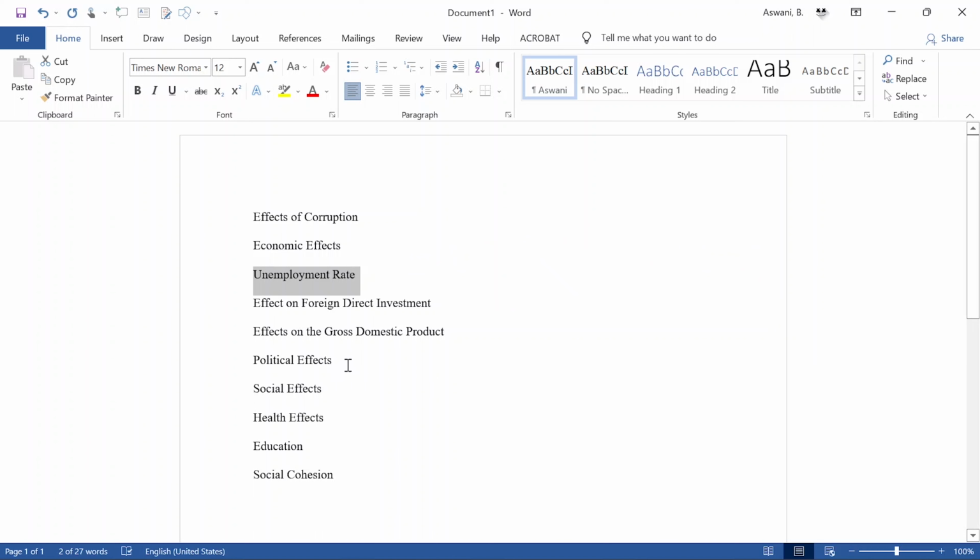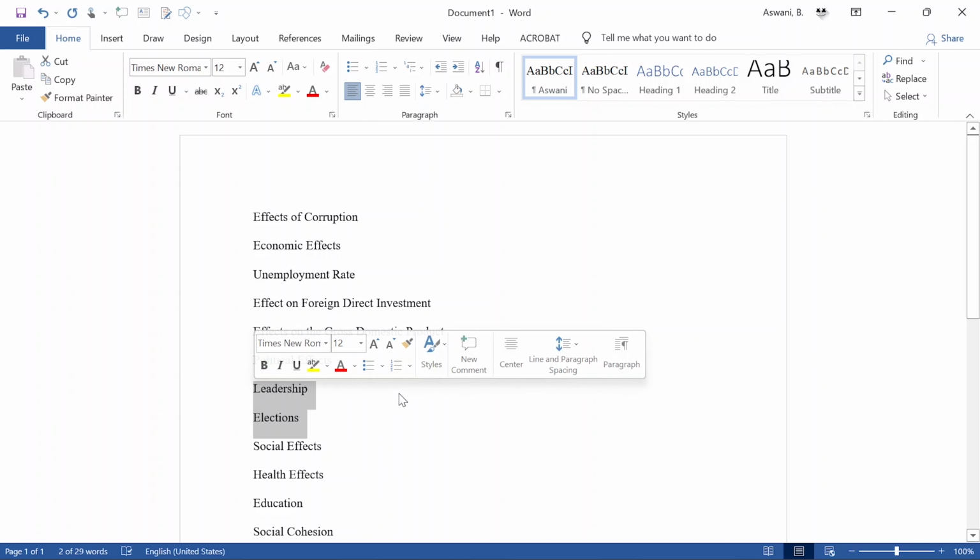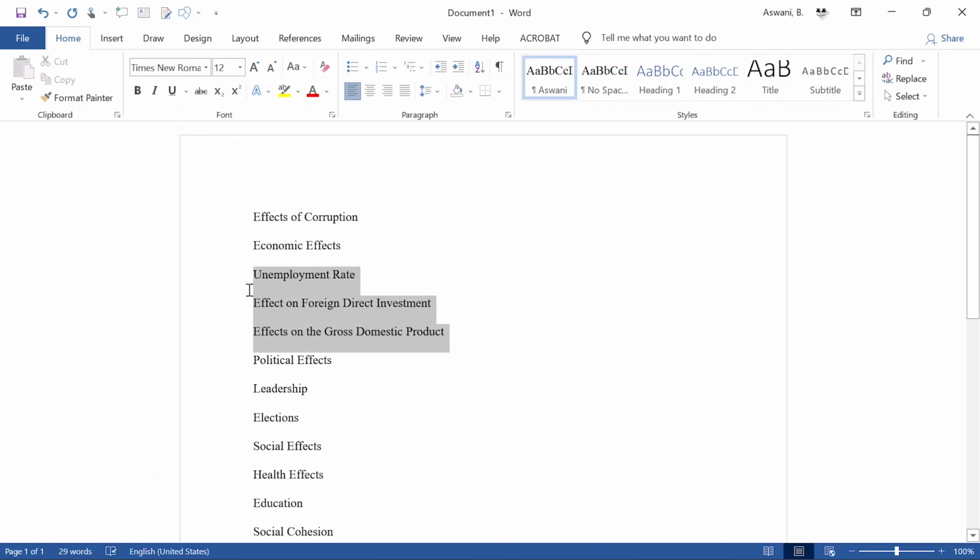And then under political effects, we don't have any splitting. We just want to talk about all the political effects as a whole. But you can even go as far as talking about effect on leadership, how corruption influences leadership. You can split it into effect on, say, a political issue, effect on elections, for example. So you want to see how corruption affects leadership and election. I'm saying this because these two things are under political effects, and then these three are under economic effects.